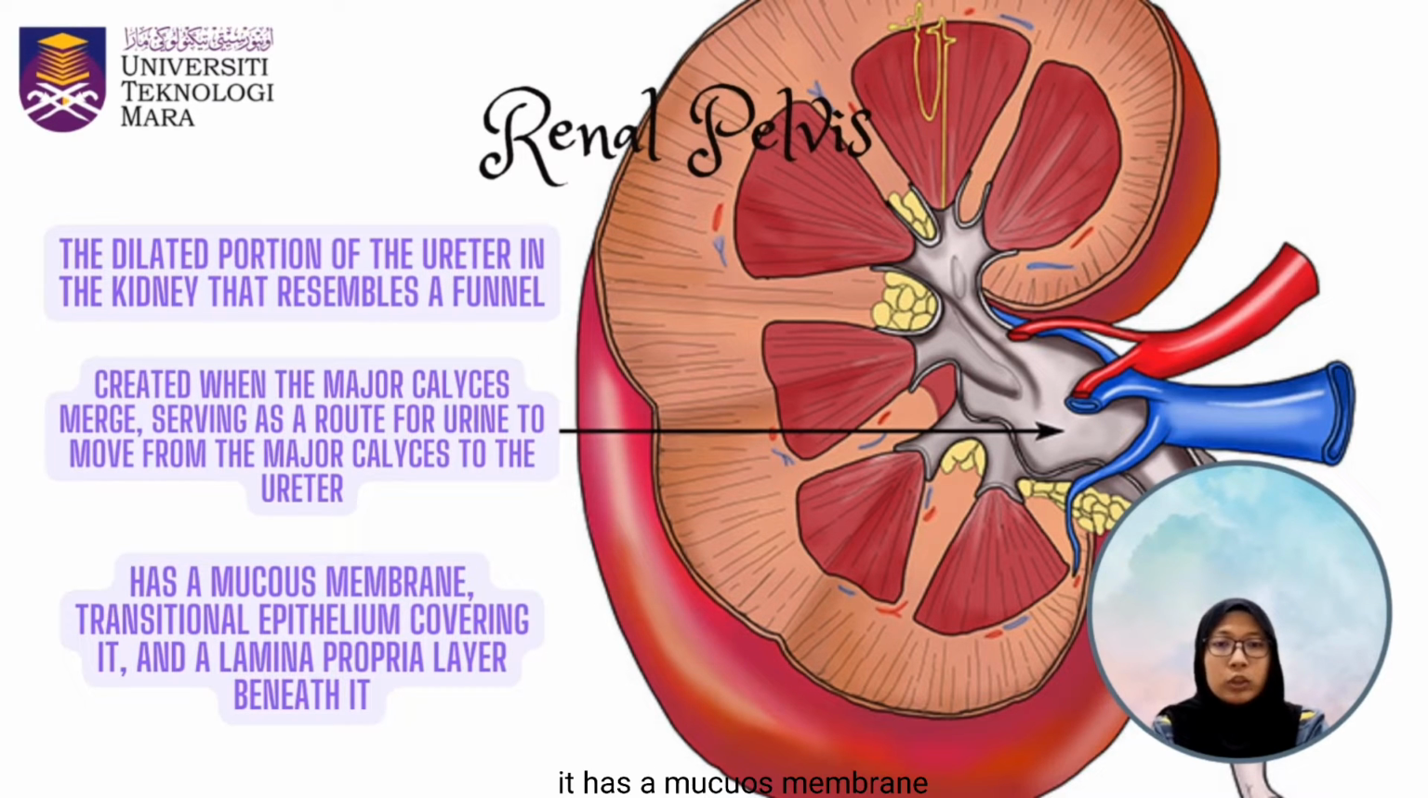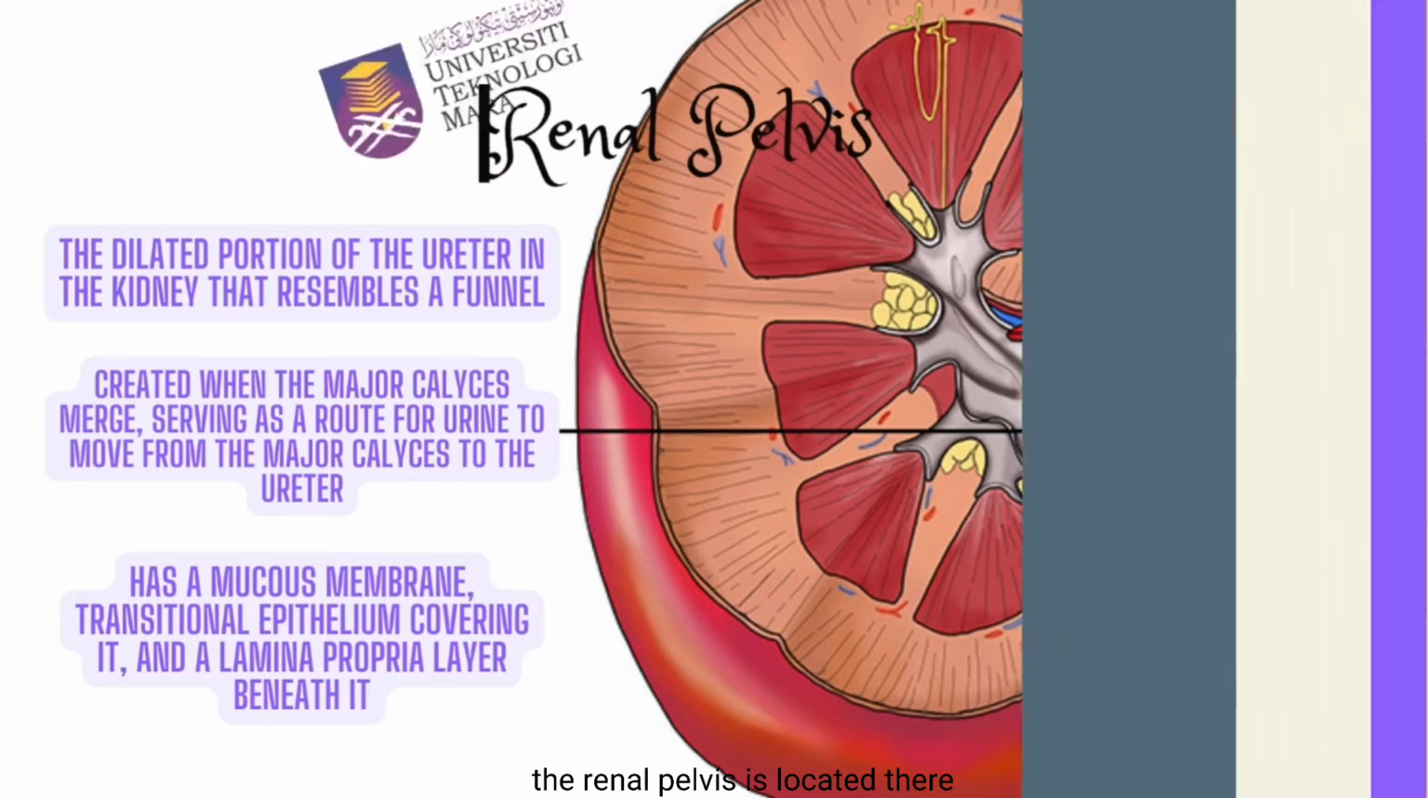It has a mucous membrane, transitional epithelium covering it, and a lamina propria layer beneath it that is composed of loose to thick connective tissue. Together with the other renal sinus components, the renal pelvis is located there.